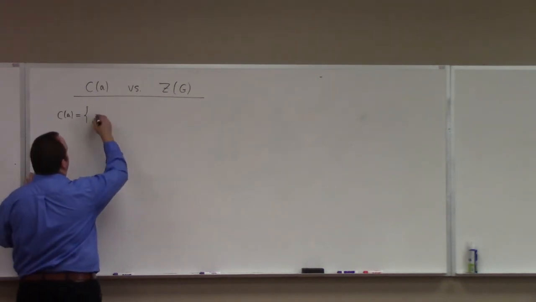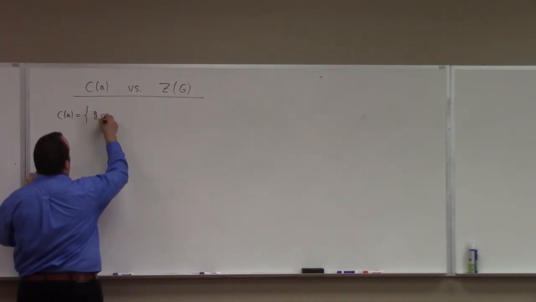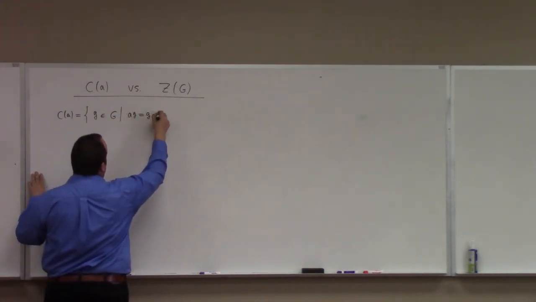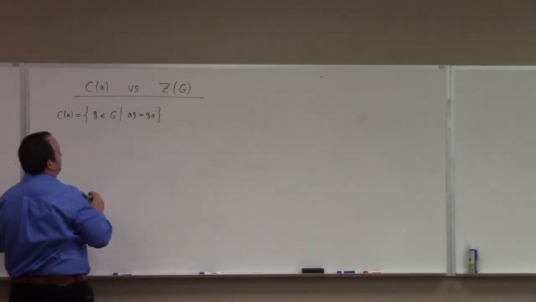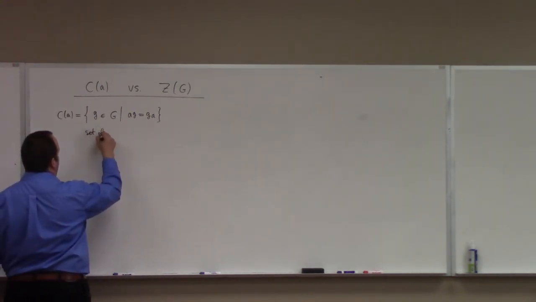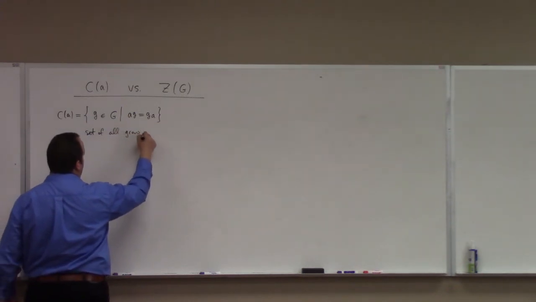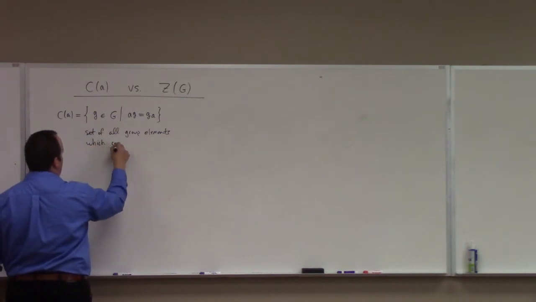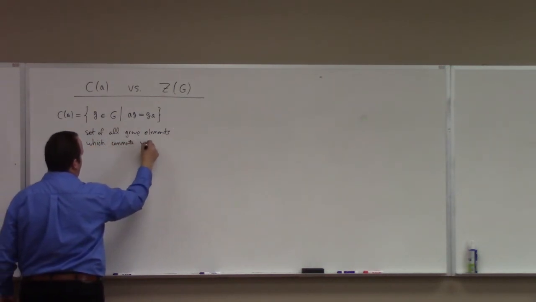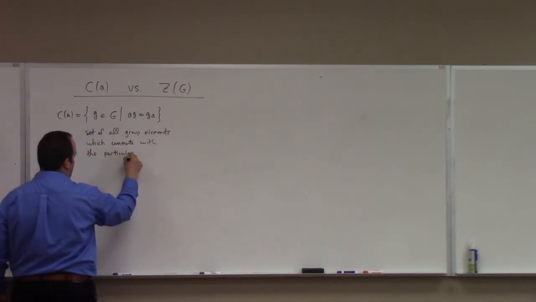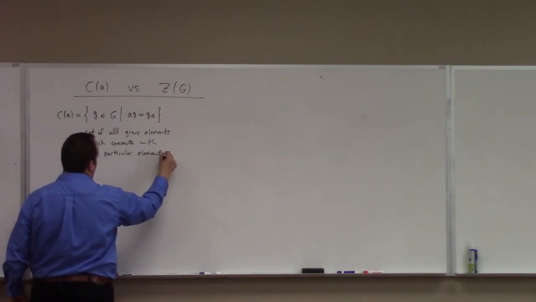So the centralizer of A is the set of g in G such that ag is equal to ga. Let's put this in words. This is the set of all group elements which commute with the particular element A.